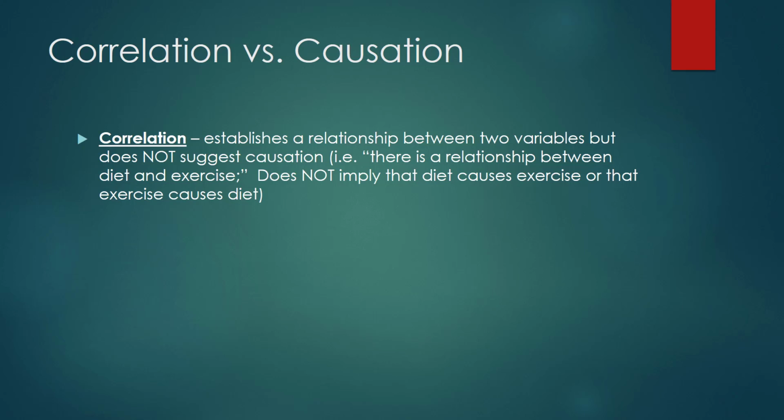For example, correlation would say there is a relationship between diet and exercise. It does not say that diet causes a person to exercise more or less, and it does not say that exercise causes a person to diet more or less. It only says that there is a relationship between the two variables.